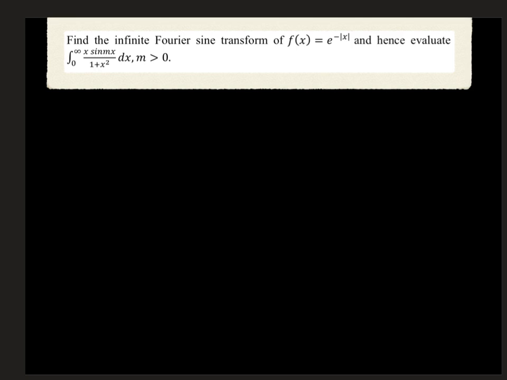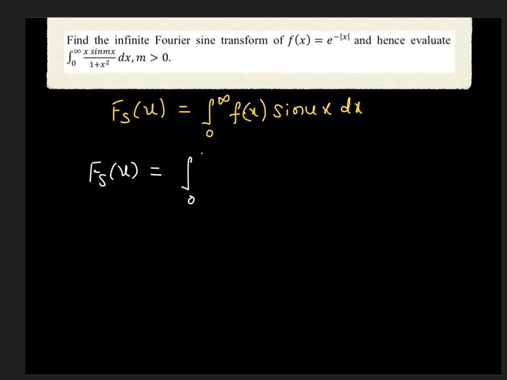The next problem is to find the infinite Fourier sine transform of the function e power minus modulus of x, and hence evaluate the integral 0 to infinity x sin mx divided by 1 plus x square dx, where m is greater than 0. So first we write the Fourier sine transform formula. That is Fs of u is integral 0 to infinity f of x sin ux dx. Now substituting for the function, we get Fs of u as integral 0 to infinity e power minus modulus of x sin ux dx. But for e power minus modulus of x, the interval 0 to infinity is a positive range.